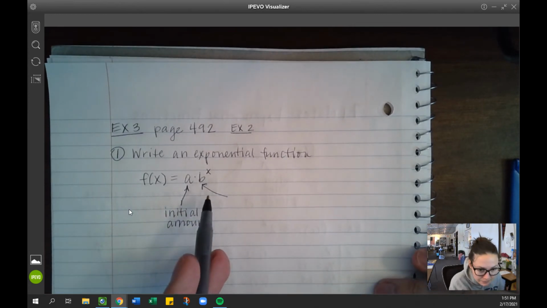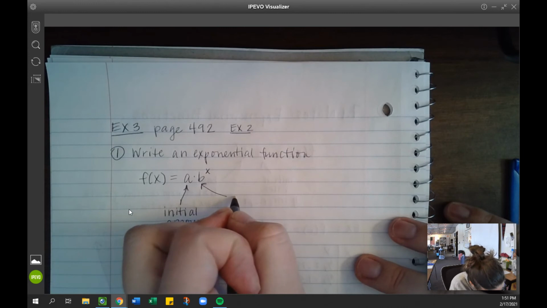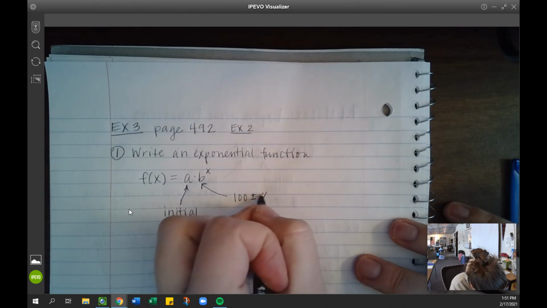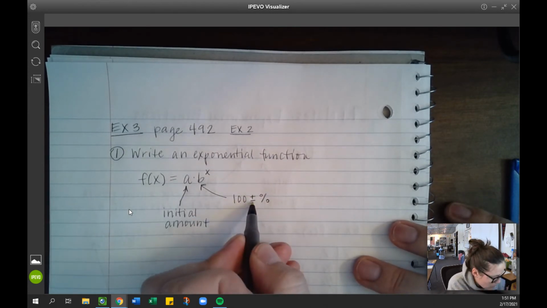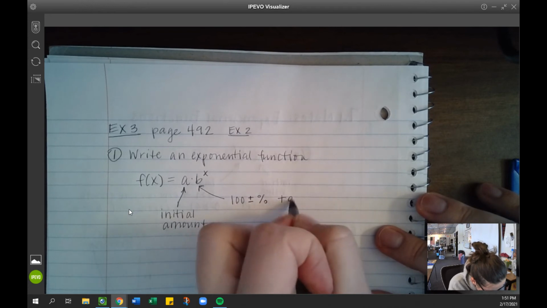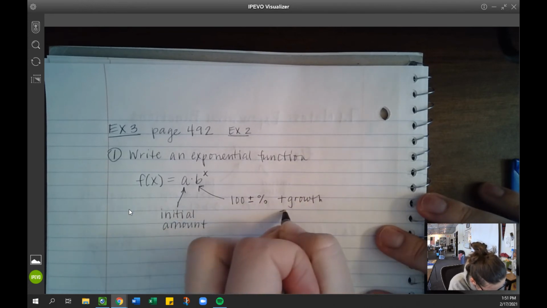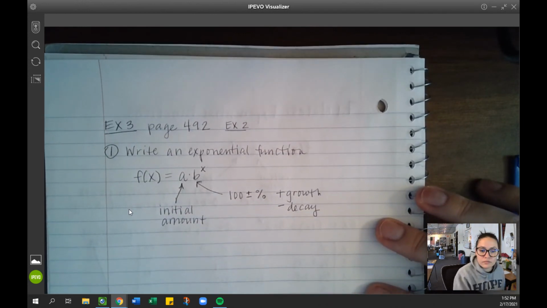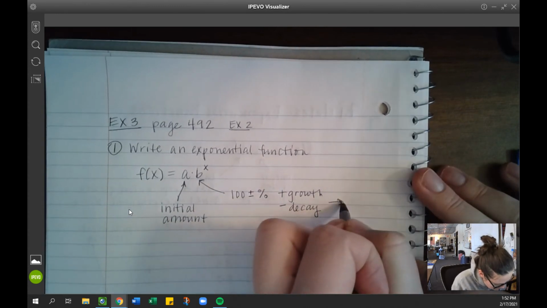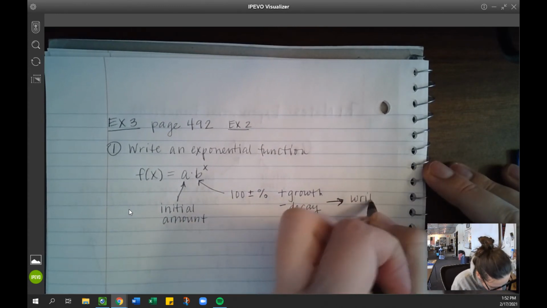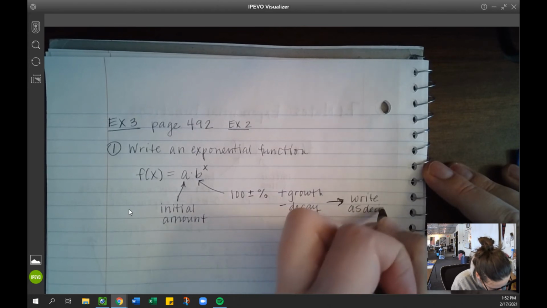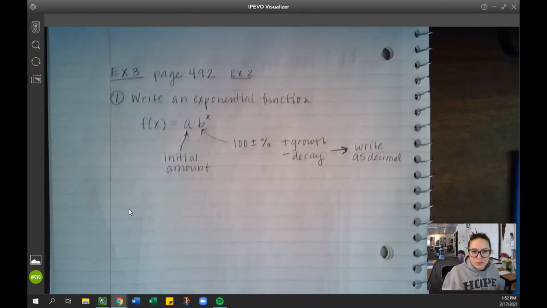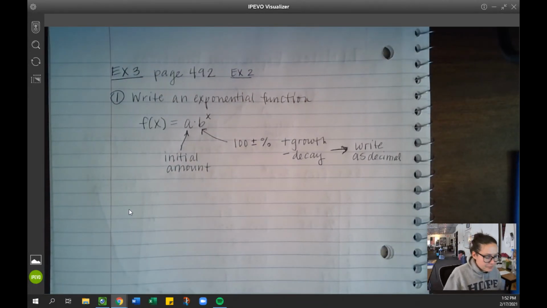So here's what we do. To find B, you're going to do 100, either plus or minus whatever the percent is. When it's growth, we do plus, and when it's decay, we do minus. And then we have to turn it into a decimal. I know that's a lot, so make sure you have it written down, and once we do an example or two, you will get the hang of it.